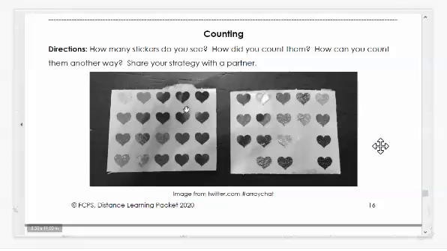I'm wondering, how could you count these stickers? So if you counted a different way, you can share that with someone near you right now.